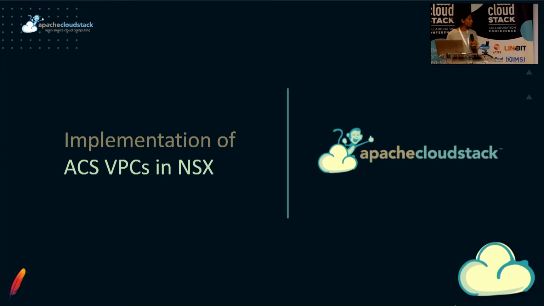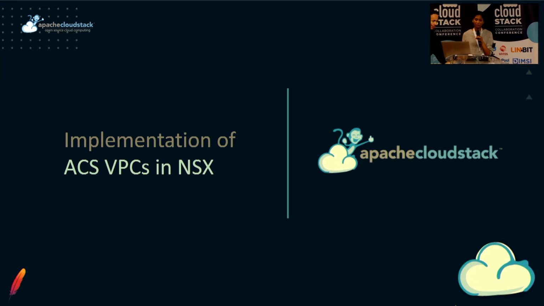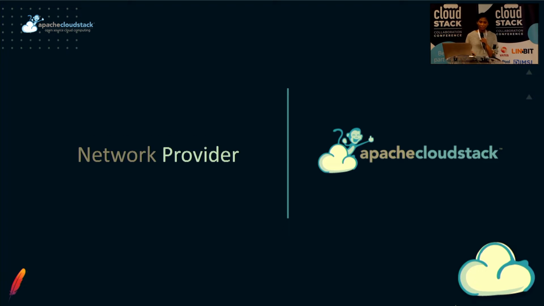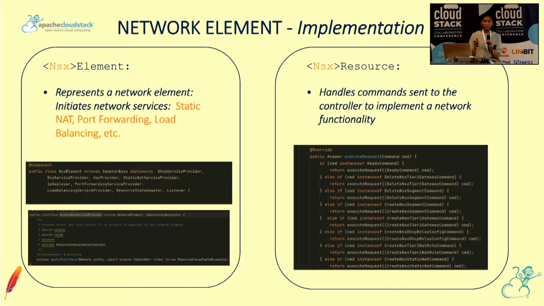Okay, so going on to speaking about the implementation of VPCs in NSX. Before we proceed to look at how NSX and ACS integrate, let's briefly talk about how one can easily develop and integrate, or plug in, a network provider into CloudStack. So on a high level, from the implementation of a network provider, you'd have a network element, which is where you define what are the services that you offer, like in this case, port forwarding, load balancing, etc. And then you have the server resource.